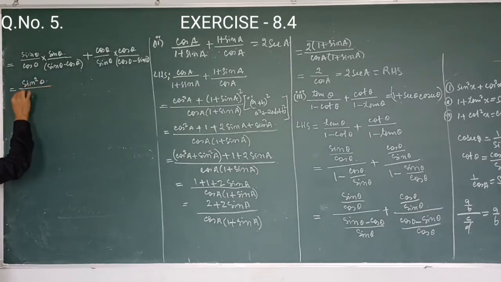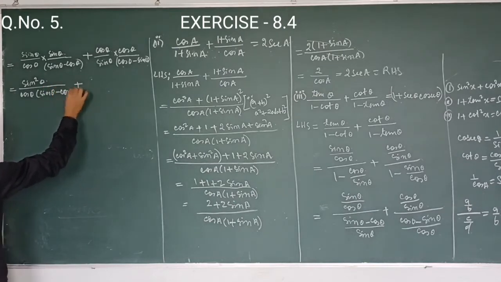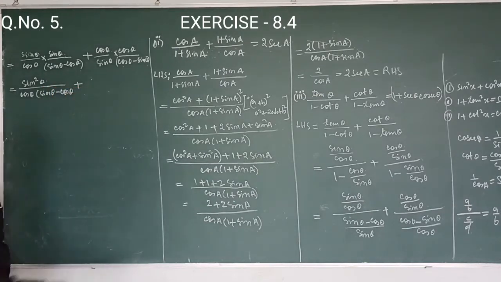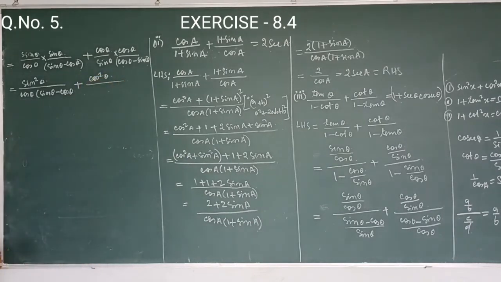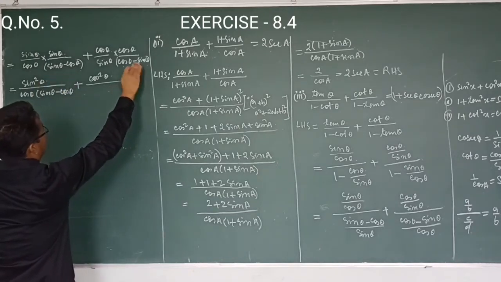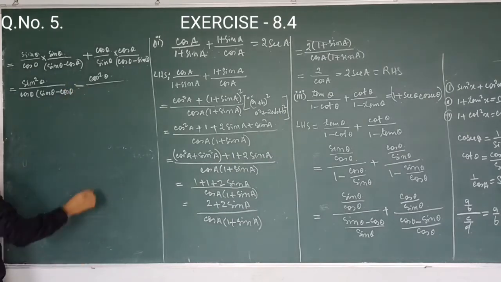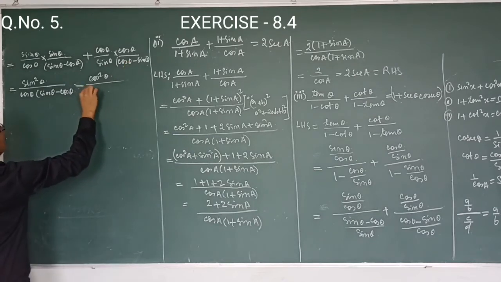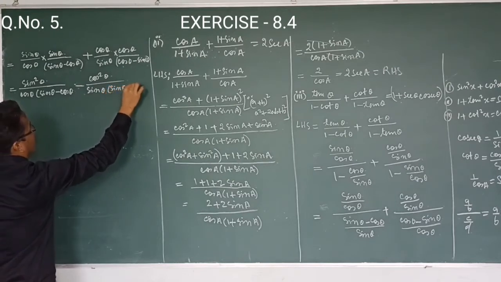Okay, this is cos theta, sin theta minus cos theta, plus cos square theta, divided by. So our denominator is not the same. Okay, so here we do one thing, we will write this as sin minus cos. If I take minus common here, then this will be written as sin theta minus cos theta.